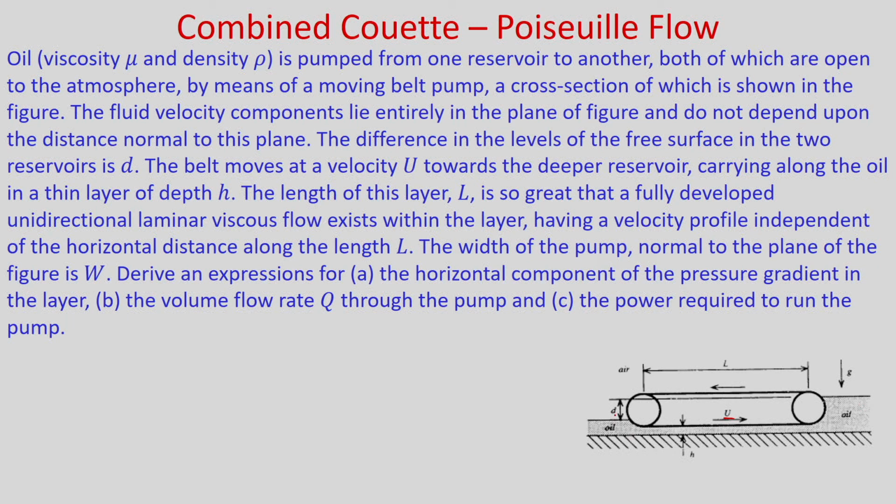So, you can see there is a difference in oil level, so obviously there will be a pressure gradient, and it is moving with a constant velocity u. So, it is a shear driven flow. It is a combined shear driven as well as pressure driven flow, and the distance of this layer is h, small h, and w is the width of this plate. We need to calculate the horizontal component of the pressure gradient, the volume flow rate Q through the pump and the power required to run the pump.